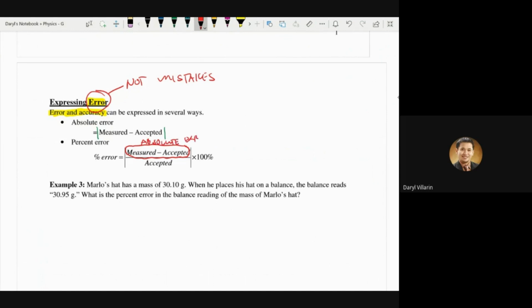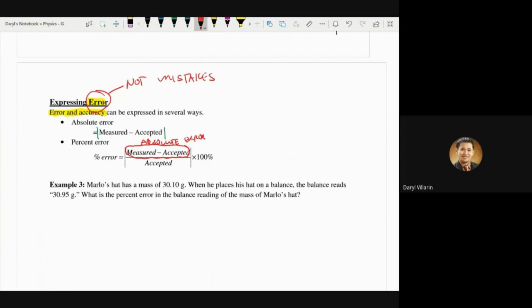Absolute error divided by the accepted times 100%. So at least with the percent error, you have a good sense of the accuracy of your measurement. The usual case, just conventionally, in your experiment, you need to aim for a percent error of less than 5%. So less than 5% error would entail a good result. Not greater than 5%. So less than 5%, that's a good result.